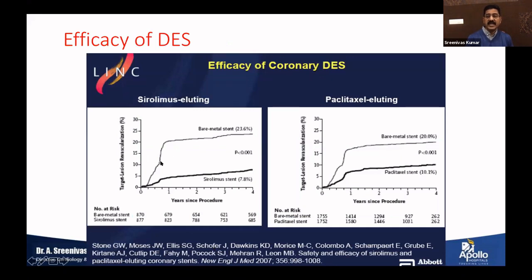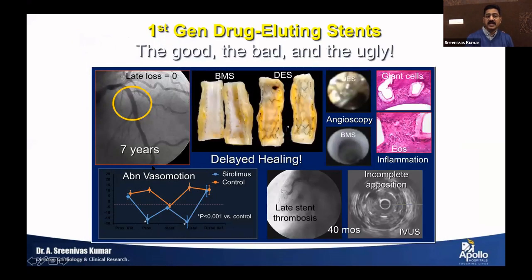And when they had two or three types of drugs before, one company came with paclitaxel, another with limus, and then both stents were going all right. This was Taxus and this was Cypher. They're going all right. Then Renu Virmani and others mentioned that these drug-eluting stents have the good thing of decreasing restenosis. They were also bad and ugly because they delayed healing. They caused a lot of inflammation, and sometimes stent thrombosis was happening, and also abnormal vasomotion.